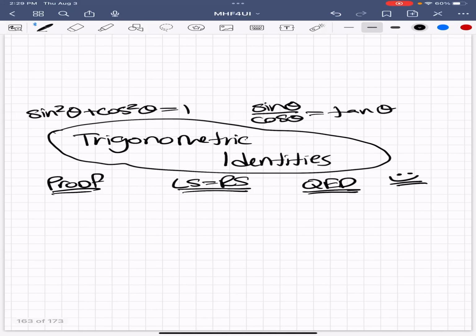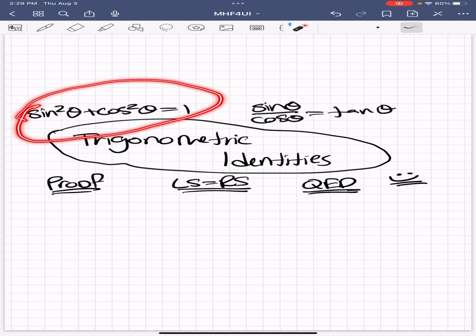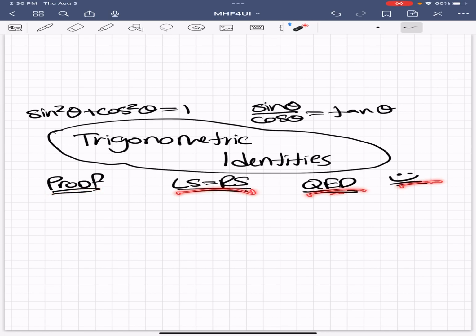Okay, so today we're going to be doing some trigonometric identities. There's two main identities here, which is sine to the power of 2 theta plus cos to the power of 2 theta equals 1, and then tan equals sine over cos. So our steps would be our proof, left side equals right side, QED, and a smiley face. And that's just some of the things that we require when we're doing proofs.